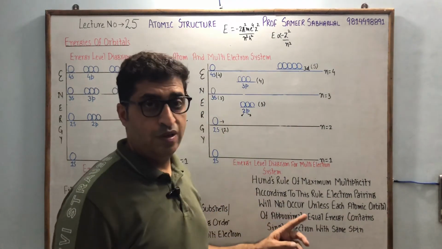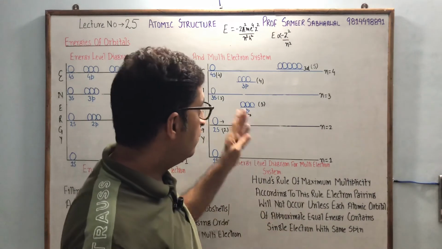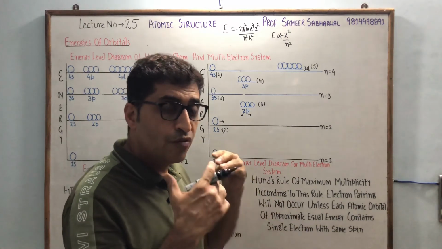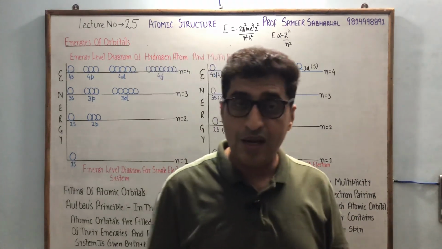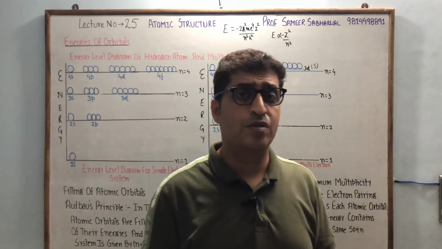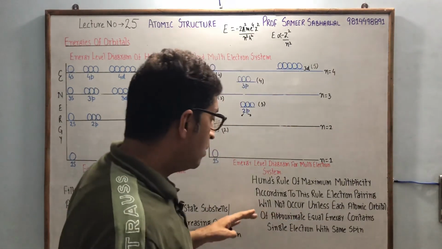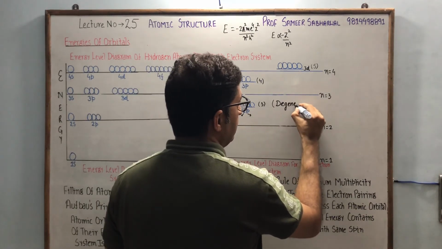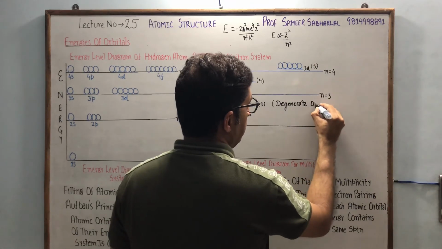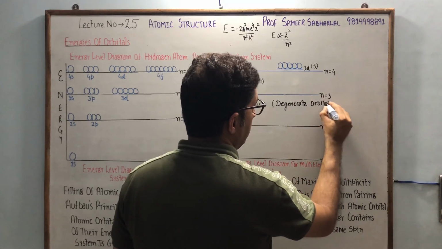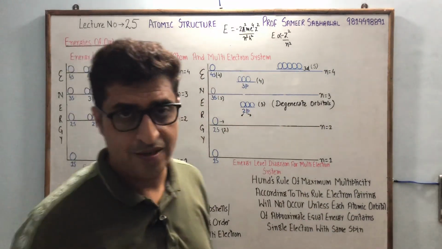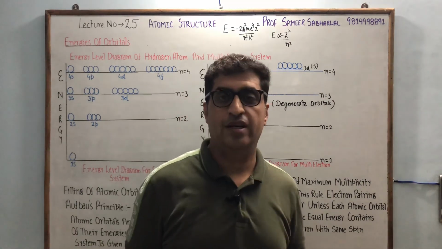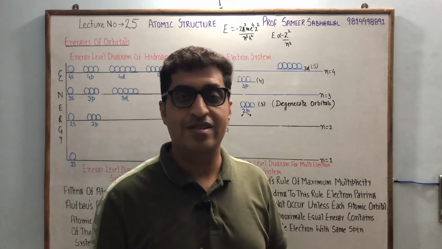So according to this rule, electron pairing will not occur. We assign electrons to them and then we do pairing. Electron pairing will not occur unless each atomic orbital of approximately the same energy, which we call degenerate orbitals, contains a single electron with the same spin.